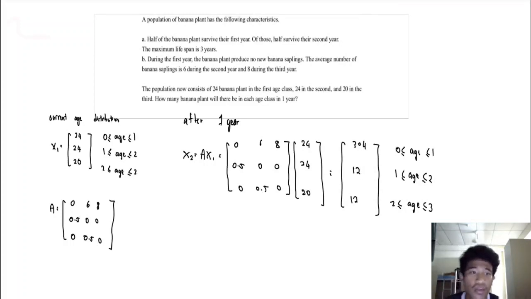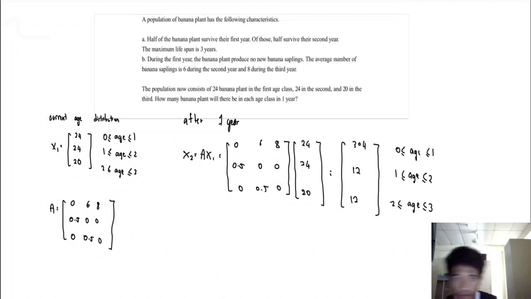My metric number is AI220060. The question for the Leslie matrix is, the population of banana plant has the following characteristics. Half of the banana plant survive their first year. Of those, half survive their second year. The maximum lifespan is 3 years. During the first year, the banana plant produce no new banana saplings. The average number of banana saplings is 6 during the second year and 8 during the third year. The population now consists of 24 banana plants in the first age class, 24 in the second, and 20 in the third. How many banana plants will there be in each class in 1 year?